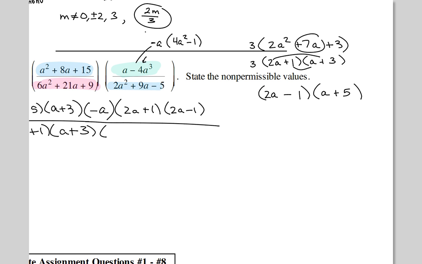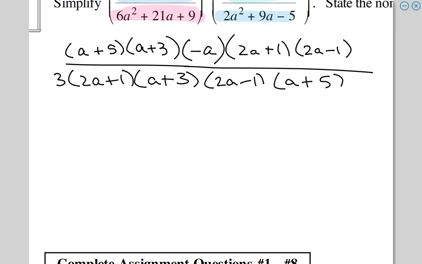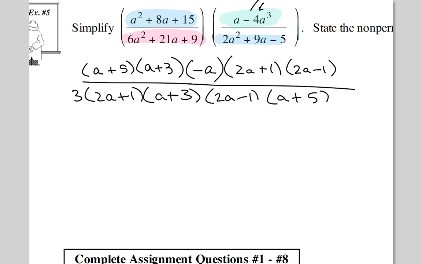Slide it in. 2a minus 1, a plus 5. Now, taking a look at all this junk. Look at all that junk. So, how many terms up top? 5. 1, 2, 3, 4, 5 on the bottom. Hop on that cancel train. Whoop, whoop. Now I'm highlighting the monomials. Always highlight the monomials. Final answer?